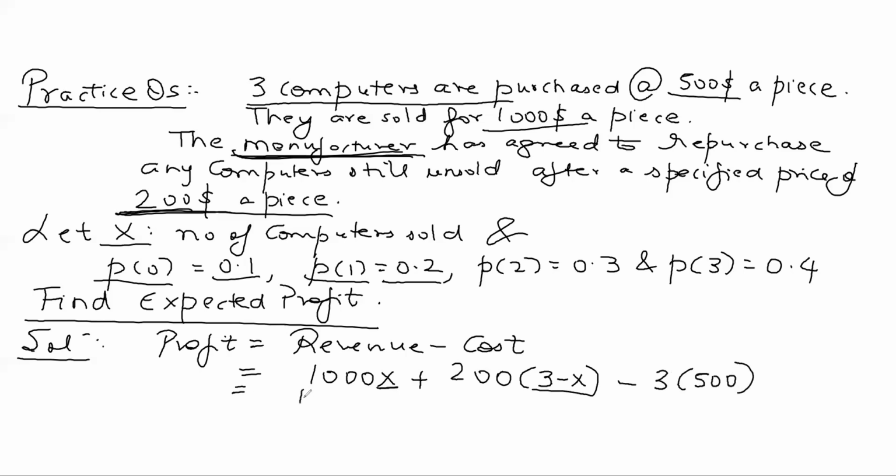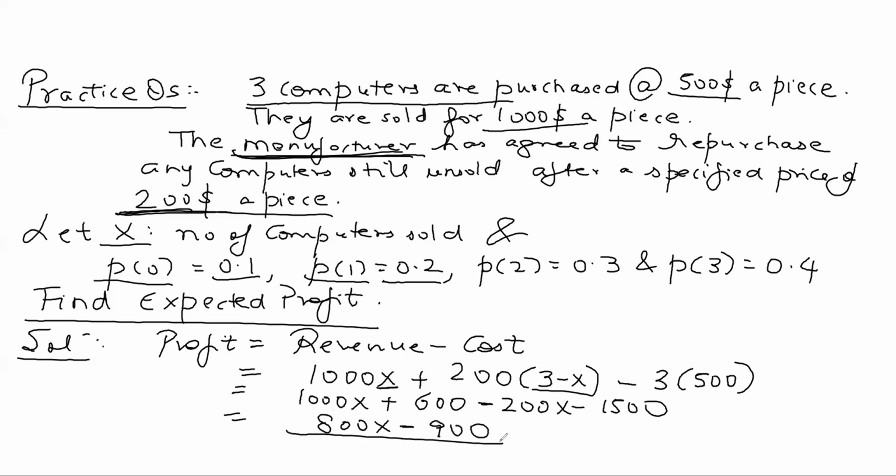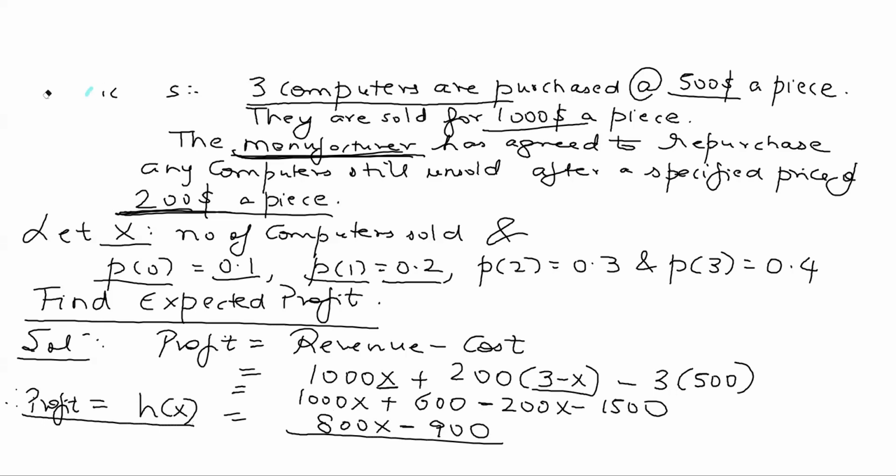So my profit is 1000X plus 200 into 3, 600 minus 200X minus 1500. So that makes it 800X minus 900. This is my profit. I can call it H of X. Therefore, profit is equal to H of X is equal to 800X minus 900. I hope till here it's clear to everyone, so I can erase the question now because you all know the question now.